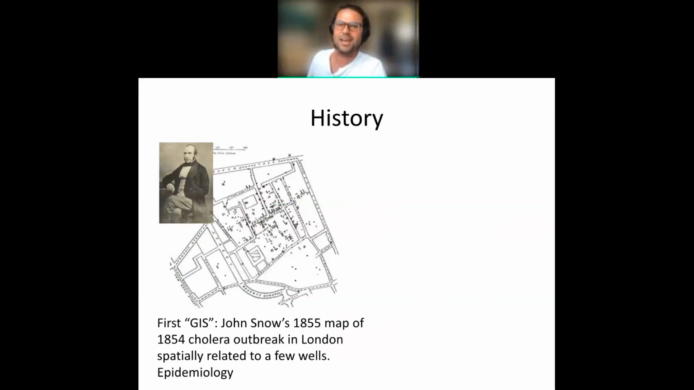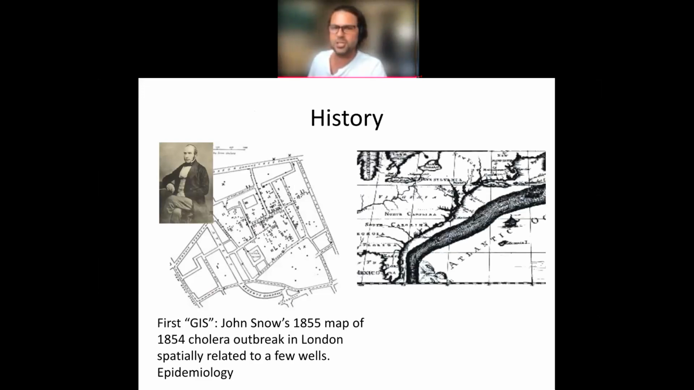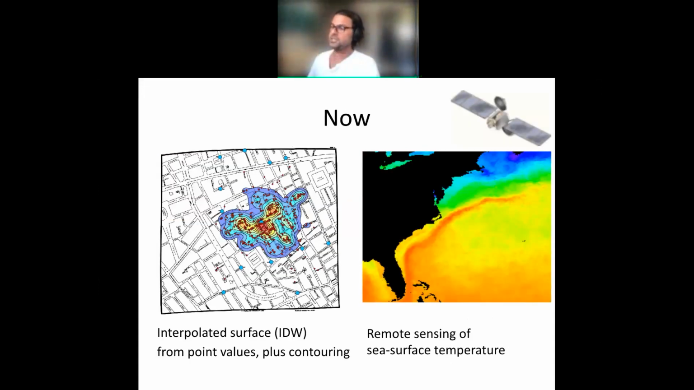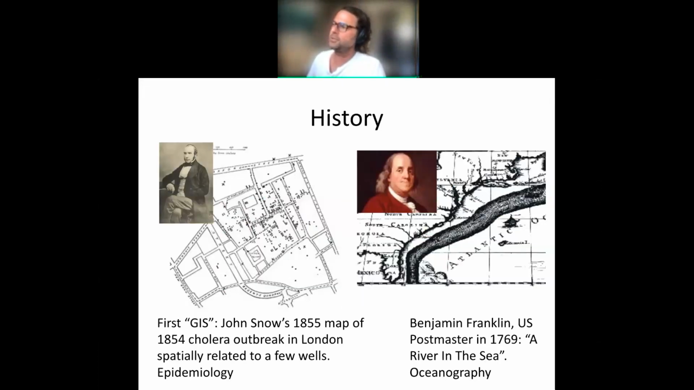And this was the first GIS. It was John Snow mapping cholera. So he kind of founded epidemiology and the first GIS all in one. And then a marine example I like is Ben Franklin mapping a river in the sea as a postmaster, to help understand where the Gulf Stream is, and then ships can take advantage of it when they're going to the UK and avoid it when they're coming back to the colonies.